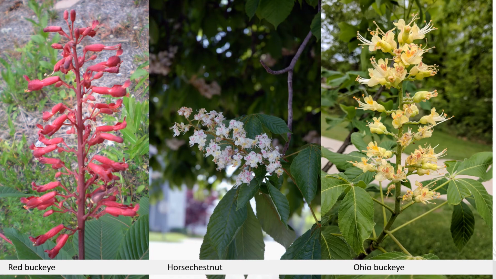And then Ohio and yellow buckeye are very similar in what their blooms look like. One is a little more yellow, one's a little more white. But if you get late in the season, they both can have that yellowish cast to them. But flowers that are very distinctive when you're trying to ID something.